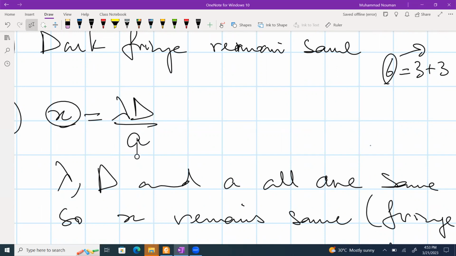So if we replace the blue light with the red one, what do you think will happen to X? Will X be changing, decreasing? Lambda increases, so how can X decrease? I mean, it will increase then. Increase, okay, perfect. If we increase the distance between the slits and screen, what will happen in that case? A remains same, so X will be the same as well.